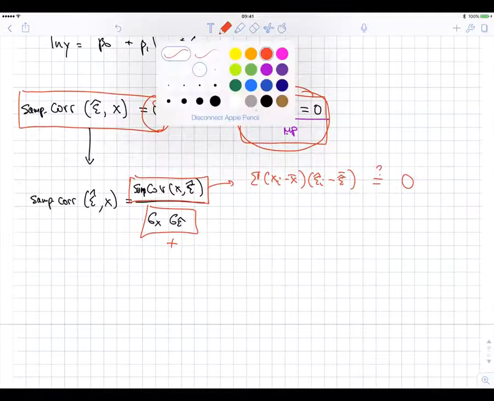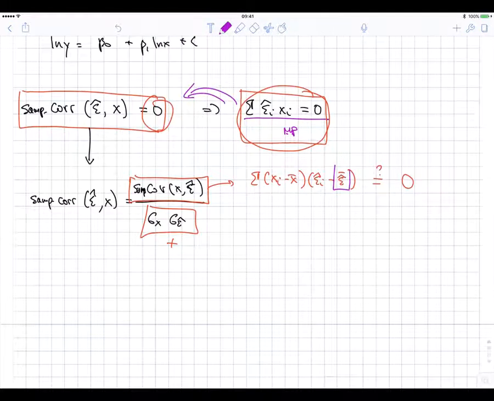What's the first thing to notice? What do you know about the epsilon i hat? The average is 0 by the mechanical property. Okay, it's just the average of the epsilons. So really this term becomes the sum of (x_i minus x bar) times epsilon i hat. Is this equal to 0?